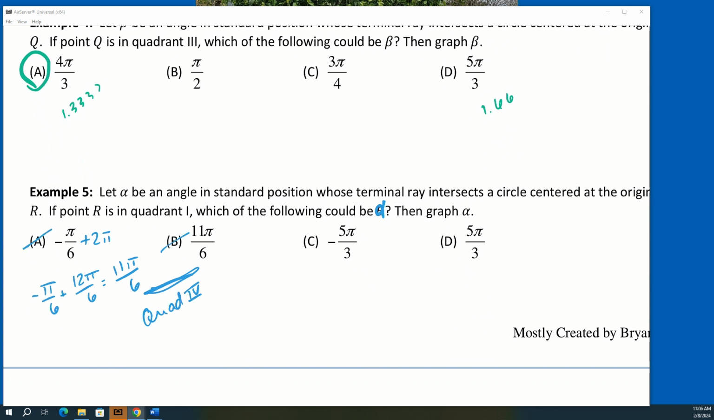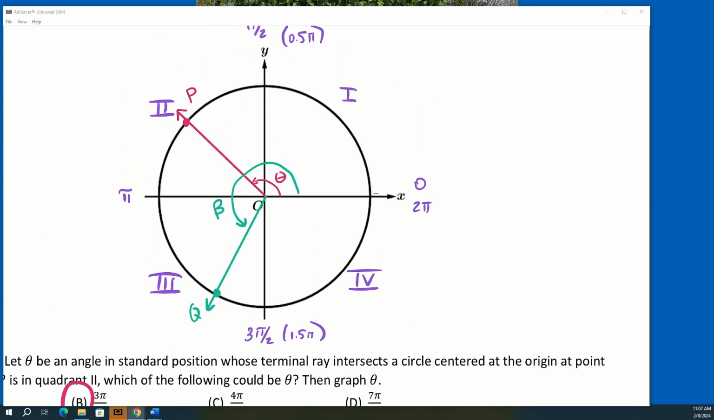I'm fairly certain it's also not D. So let's just double check C by adding 2 pi to it. And I do get an angle that's in quadrant 1, pi over 3. So that's the answer. And then we need to graph it. So I'm going to graph closer to the y-axis in quadrant 1. That's going to be point R.